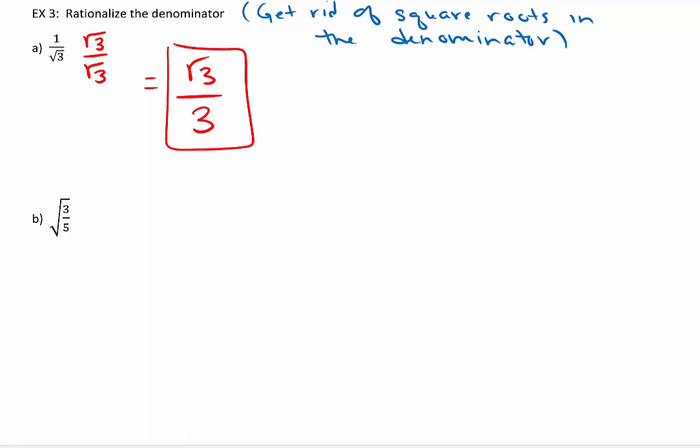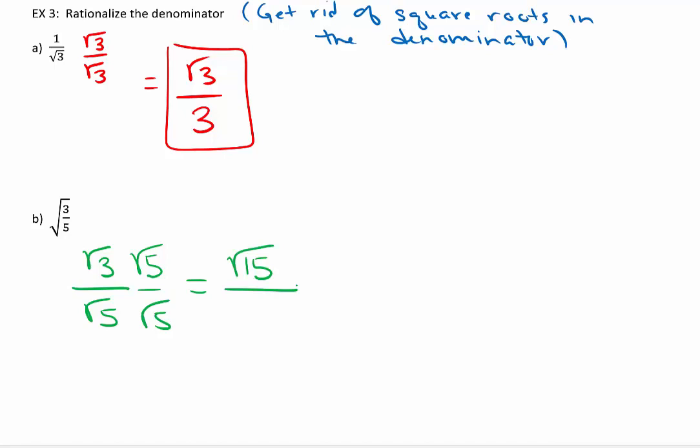I can use the same process on a fraction, like square root of 3/5. If we think of this as root 3 over root 5, I think it's a little easier to see what to do. We're going to do the same thing we did before. We're going to multiply by whatever is in the denominator. Root 3 times root 5 is root 15, and root 5 times itself is just 5.